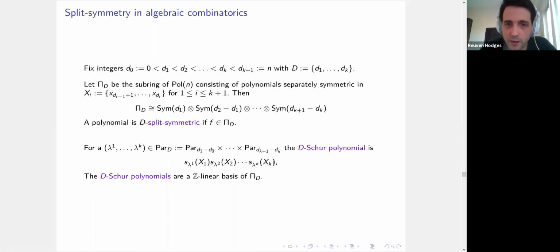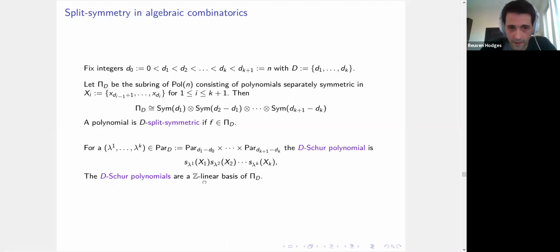And this d-Schur polynomial lives inside of this pi d. And in fact, more than that is true. They give you a Z-linear basis of pi d. So this is a collection of polynomials that give you a Z-linear basis of these rings. And this follows immediately by this isomorphism up here, and also the fact that on the previous page the Schur polynomials give you a Z-linear basis of just Sym n.